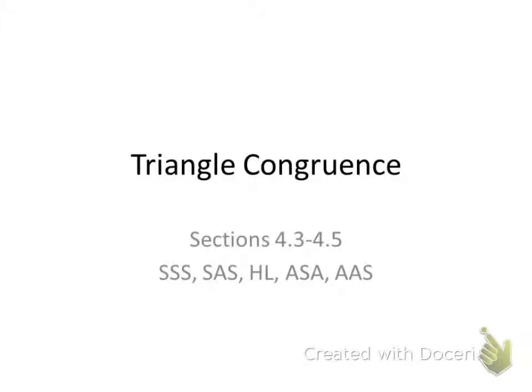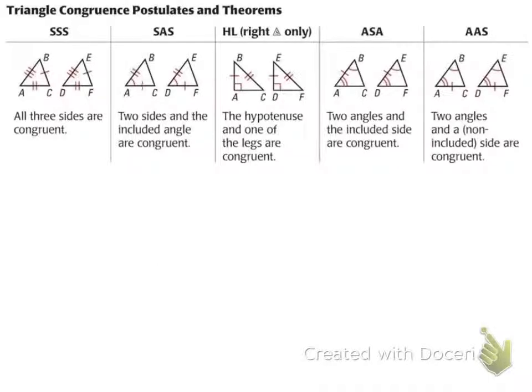This video will cover the three sections covered in 4.3, 4.4, and 4.5, which look at showing triangle congruence by side, side, side; side, angle, side; hypotenuse, leg; angle, side, angle; and angle, angle, side. So when we're talking about these 5 types of congruences, we have them shown here. Each of these was enough to verify that 2 triangles would be congruent.